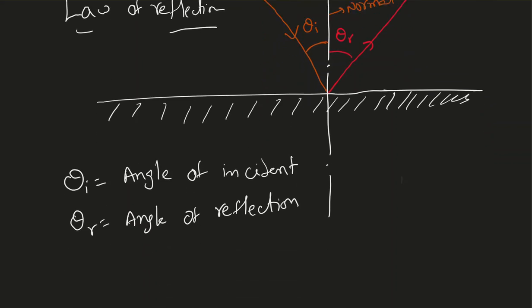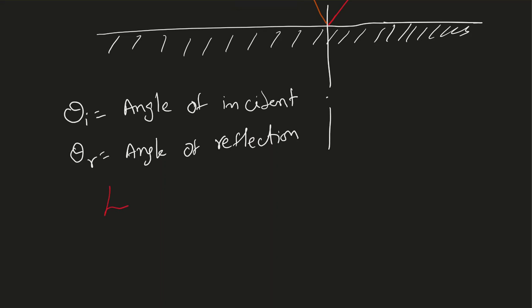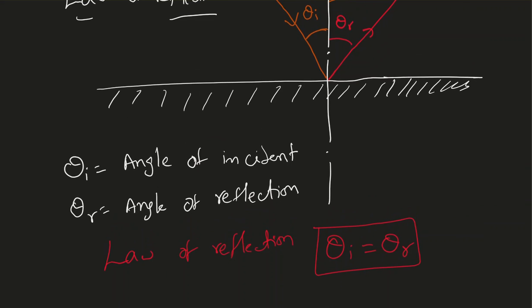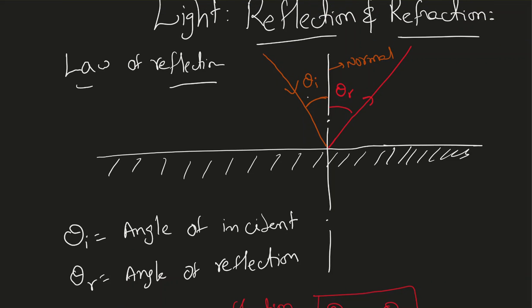According to the law of reflection, theta I equals theta R. This is a very important point you need to remember. According to the law of reflection, theta I equals theta R. Theta I is nothing but the angle of incidence. Theta R is nothing but the angle of reflection. So if a light ray falls onto a metal or any material, when it reflects, the angle of incidence is equal to the angle of reflection.